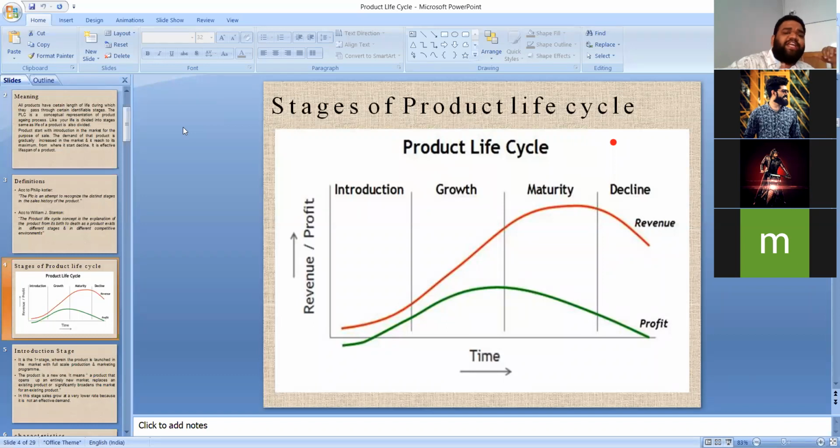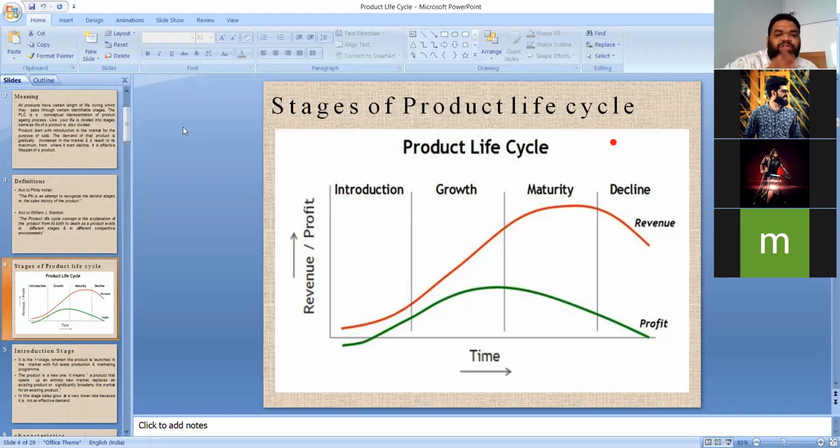Not only the introduction stage, any stage. We can't say that the introduction stage will be for sure 1 year. Not like that. Sometimes the introduction stage may go for only 3 months or 2 months. But whatever strategies you are using, based on those strategies, you reach very fast.